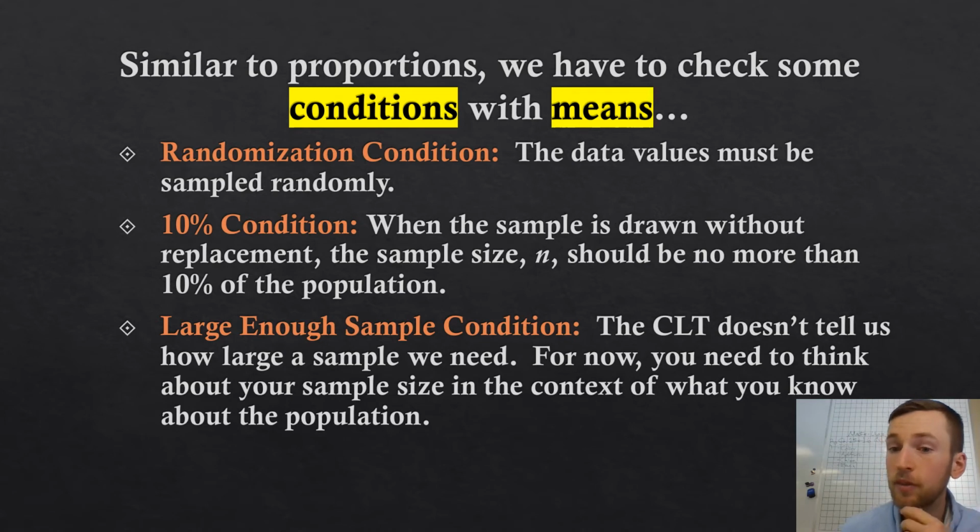So the central limit theorem doesn't tell us how large a sample we need, but in general, if our sample size is greater than 30, that's typically going to be good enough, okay? And we'll expand on this in the future, but in general, if our sample size is greater than 30, we can just assume that it is a large enough sample.